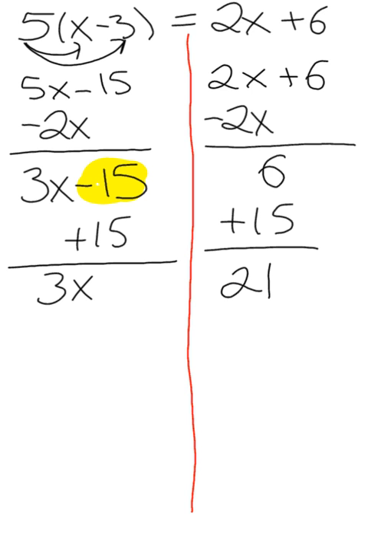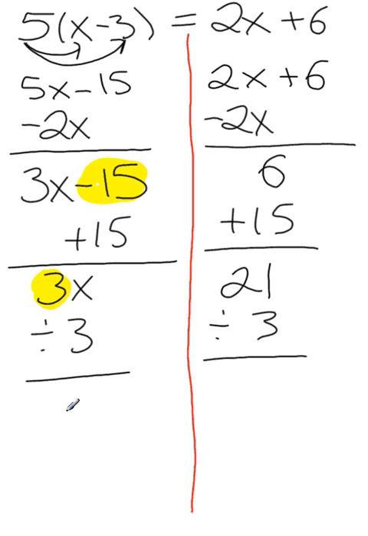Now, we are left looking at this coefficient in front of the variable. Now remember, the coefficient is multiplying. So the opposite of multiplying, of course, is division. So we're going to divide both sides by 3.